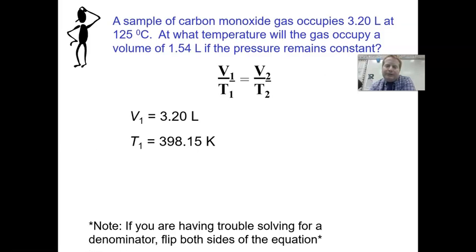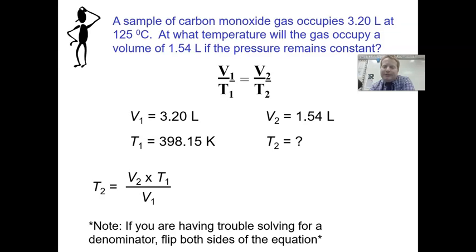V1 is 3.2 liters. T1, we already converted to Kelvin, actually. It's got to be in Kelvin. V2 is 1.54 liters. We don't know what T2 is, right? So at this temperature, it's this volume. That's why they're both V1 and T1. We associate them together. At this volume, it's this temperature. We're trying to figure out what the temperature is, the second temperature. So these numbers just are labels. They're not actually involved in the math, if you haven't realized that part yet.